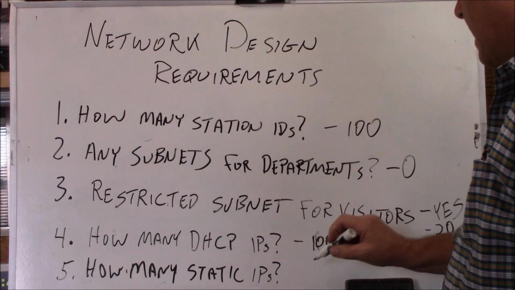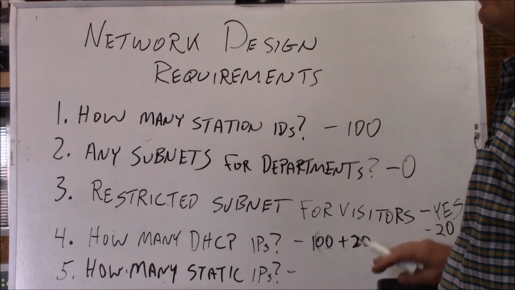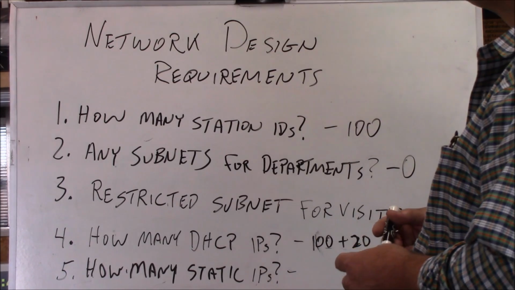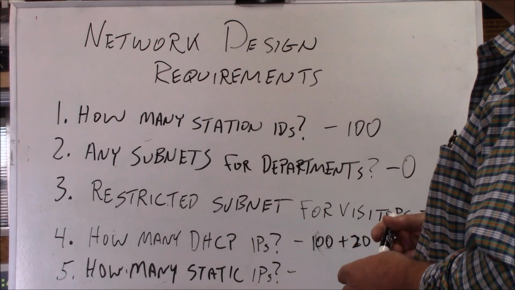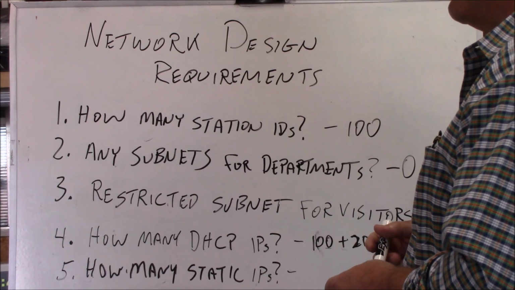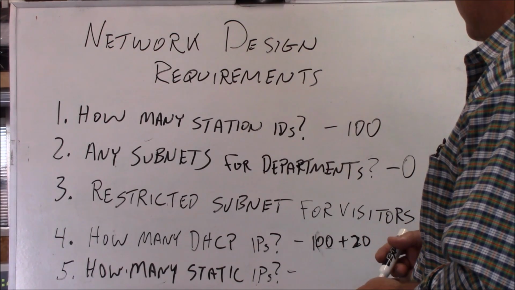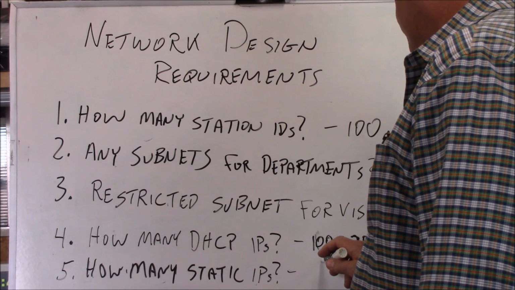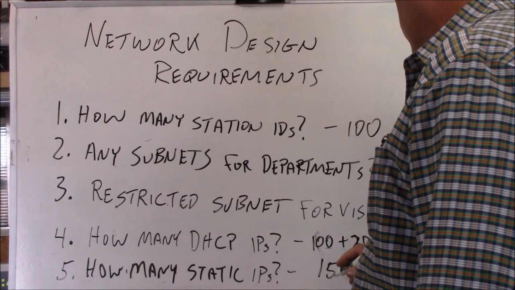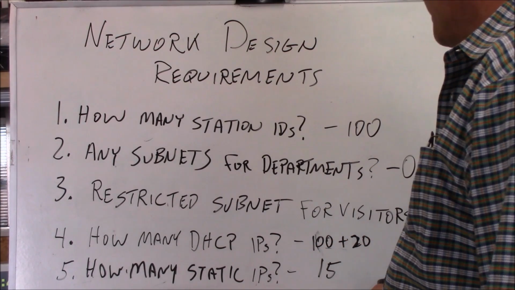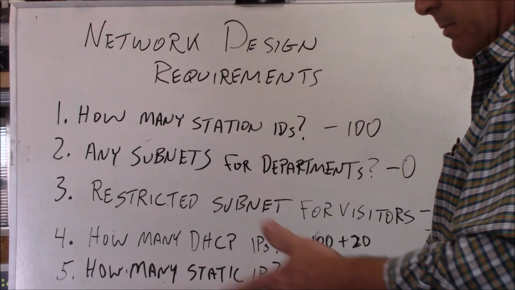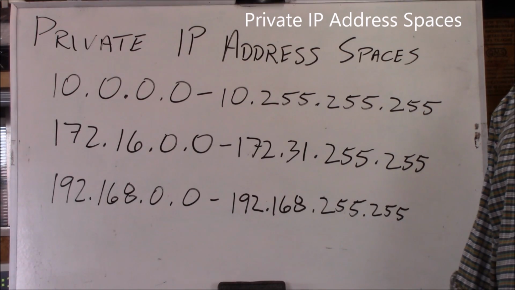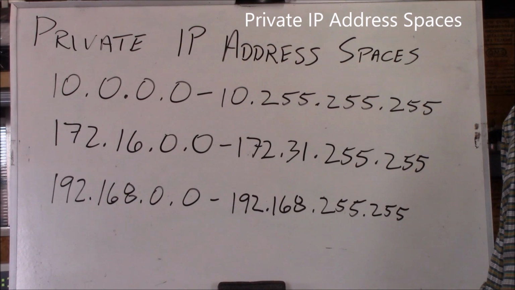And how many static IPs? Well, let's say there's 20 people in this company. They're sharing a big printer and maybe a fax machine and some other miscellaneous equipment. Let's just say we need 10 to 15 IPs that are static, printers, servers, that sort of thing, and we can adjust this as we go along. First, we need to pick a private IP address space.